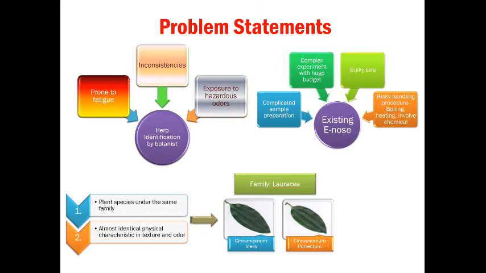When we started the project, we had a discussion with botanists from the Institute of Bioscience. They have their own problem, which is recognizing plant species under the same family. Sometimes the leaves have the same physical characteristics, texture, and almost the same odor from the species. You can see in the figure here, the shape of the leaves is almost the same. That is the problem for them.